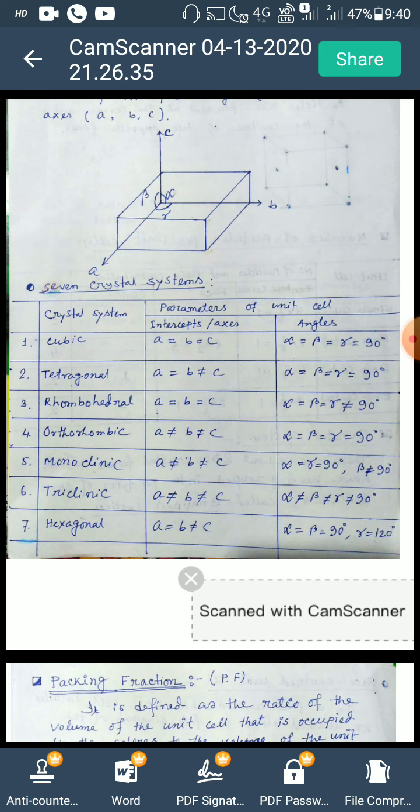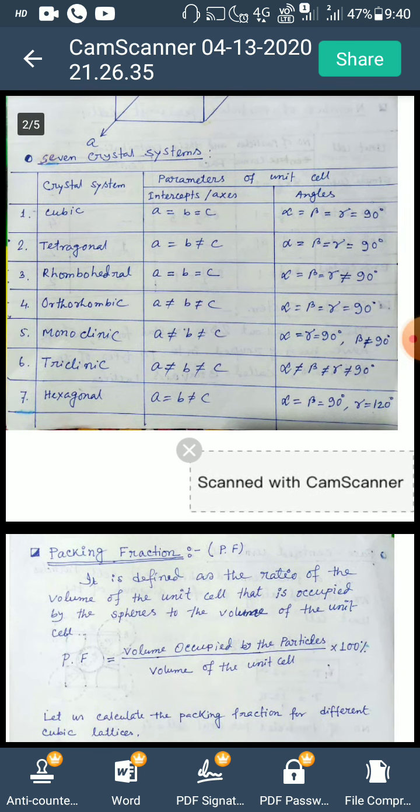The second one is the tetragonal crystal system. In case of the tetragonal crystal system, the edge lengths of the unit cell along the A axis and B axis are the same, but this is not equal to the length along the C axis, that is, A equal to B, not equal to C. But the three angles alpha, beta, and gamma are all equal to 90 degrees.